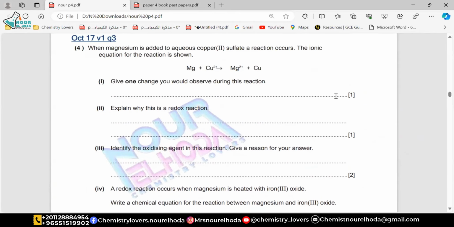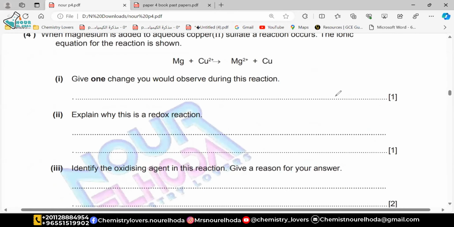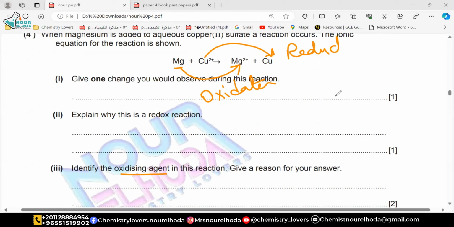Identify: oh, this is again a very good question, when I ask you who is the oxidizing agent and who is the reducing agent. We said that magnesium to magnesium positive 2 is oxidation, and copper positive 2 to copper is reduction. I need to know what the oxidizing agent is. The oxidizing agent is the compound or species that is reduced. So I'm going to search for anything that is reduced, and I'm going to choose which one? Show me in the chat.